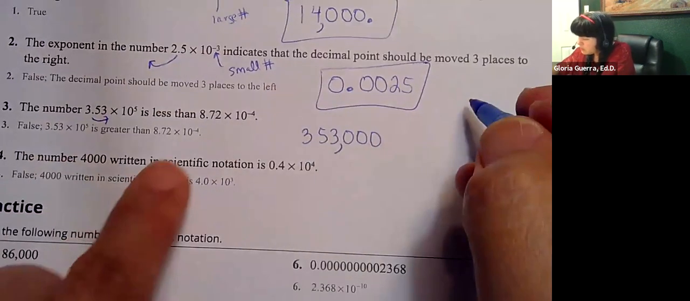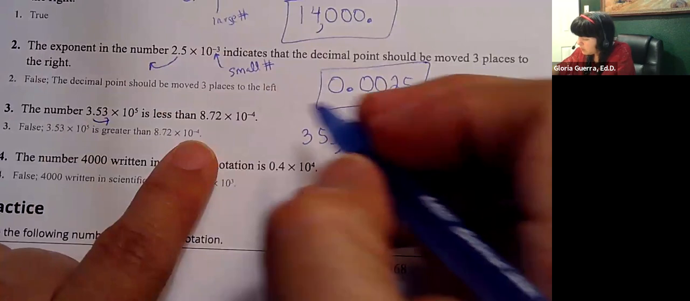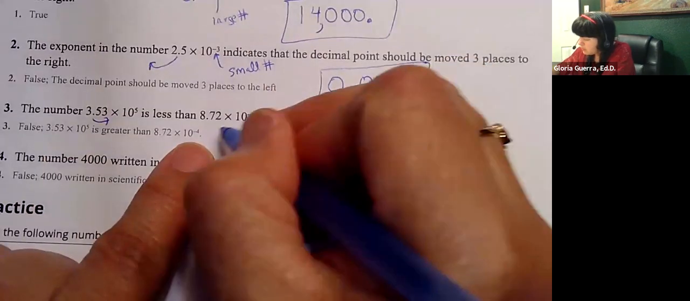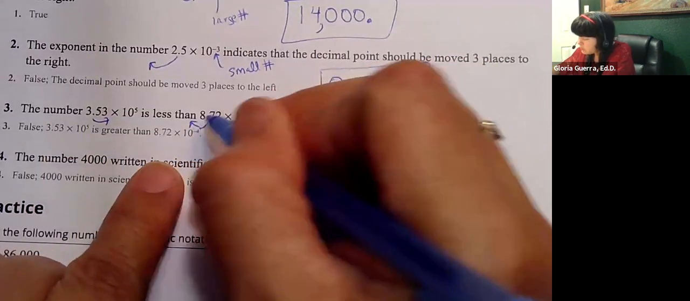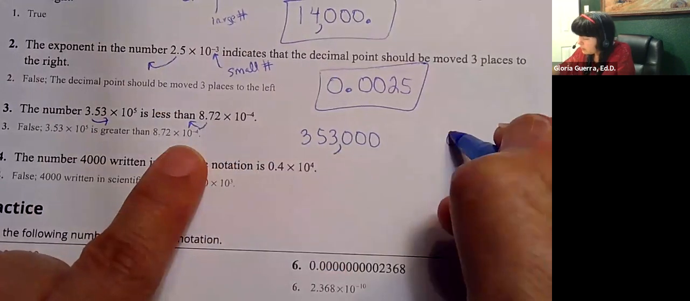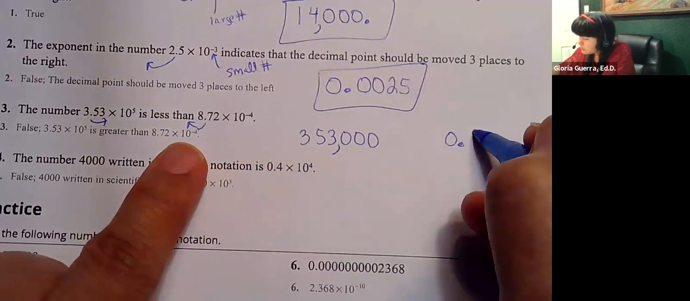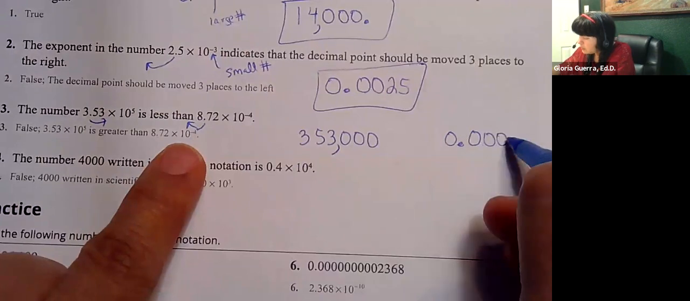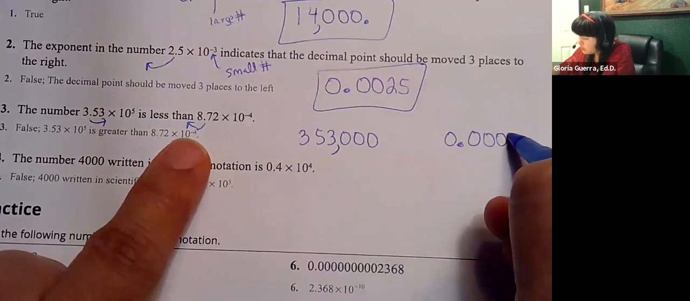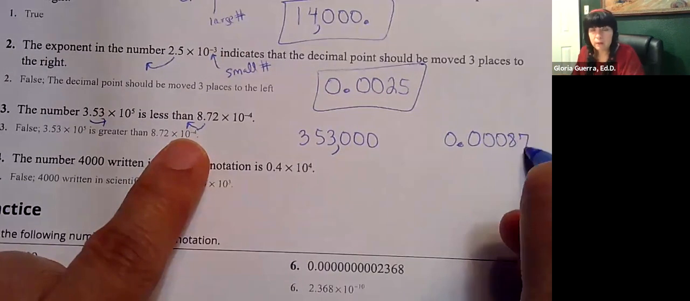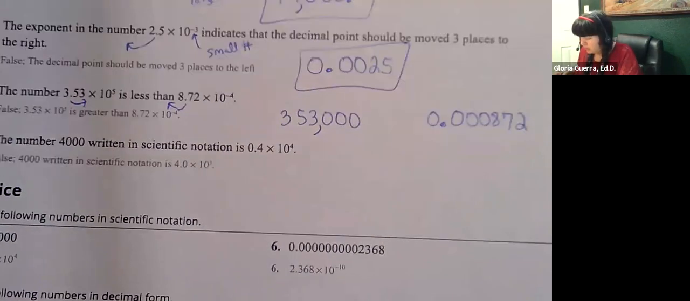This one, this is a small number. So I'm going to have to move this to the left 4 times. So this is 0 point. And then I have 1, 2, 3. And then there's your 4th move. And then I have 7, 2. Okay. So then you can check it on the calculator.